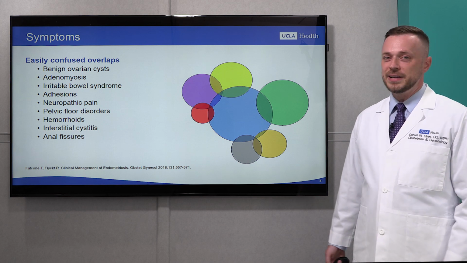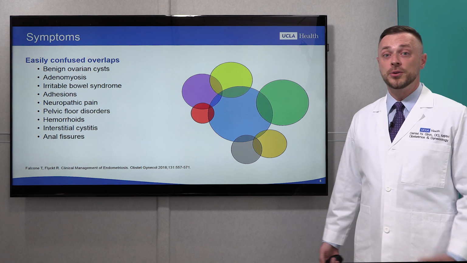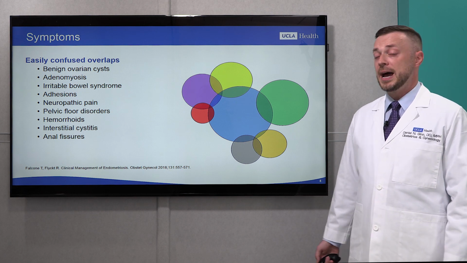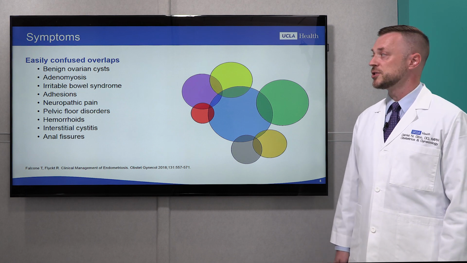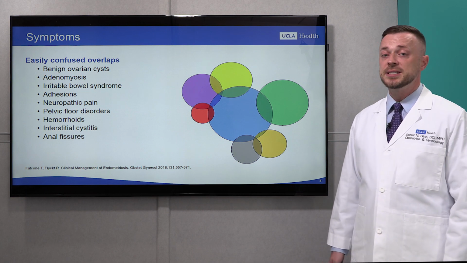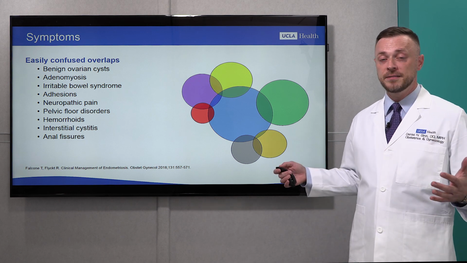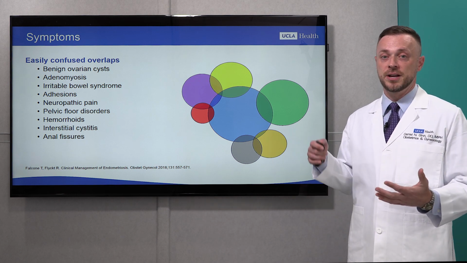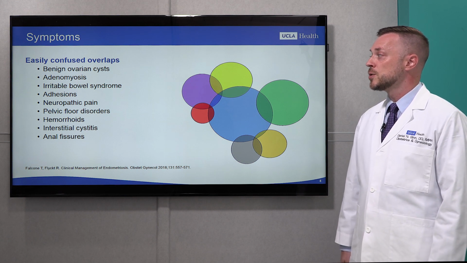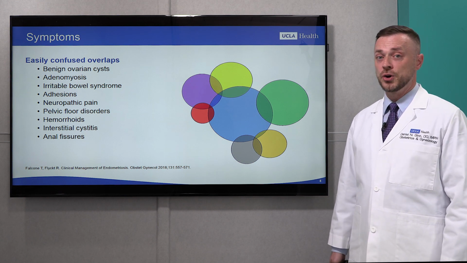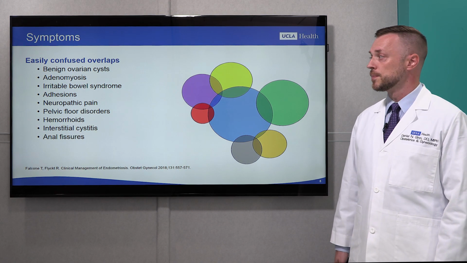These are a lot of easily confused symptoms, though, and they can be easily confused for other diagnoses. So just benign ovarian cysts that are from the cycle themselves, maybe physiologic. Adenomyosis, which is a similar condition to endometriosis, where these cells, instead of growing outside of the uterus, have grown up into the muscle layer of the uterus itself. Irritable bowel syndrome, adhesions, and neuropathic or nerve pain can all present similarly to endometriosis also.